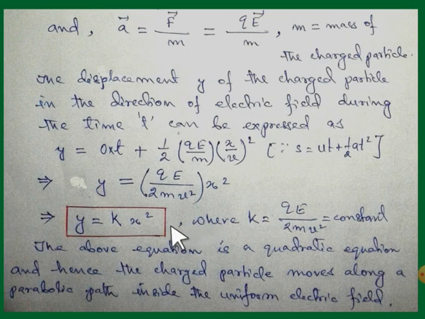Got it? But if the charged particle is moving inside the electric field E perpendicular to the electric field E, then the charged particle will move along a parabolic path inside the electric field E. If the charged particle is positive, then the parabolic path will be toward the negative plate. If the charged particle is negative, then it will move along a parabolic path toward the positive plate. Got it? Yes.